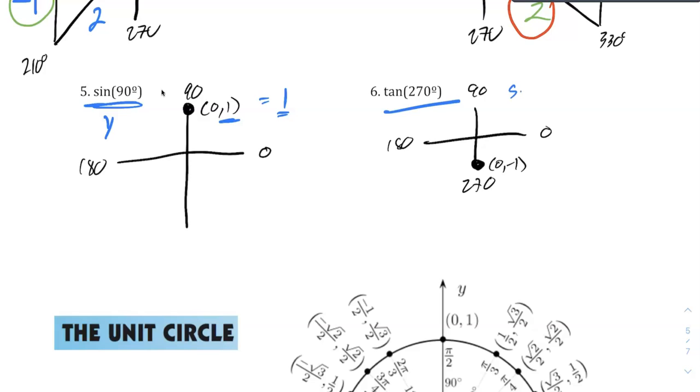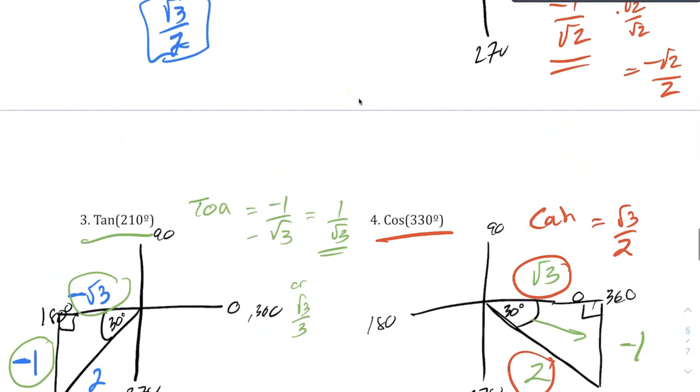Tan is sine over cosine. So it'd be y over x. So in this case, that's -1 over 0. You can't divide by 0, so this is undefined. Tan at the y-axis is always undefined. So if you have tan at 90 or 270, it's always going to be undefined because you can't divide by 0. So that's doing a unit circle using the triangle method.